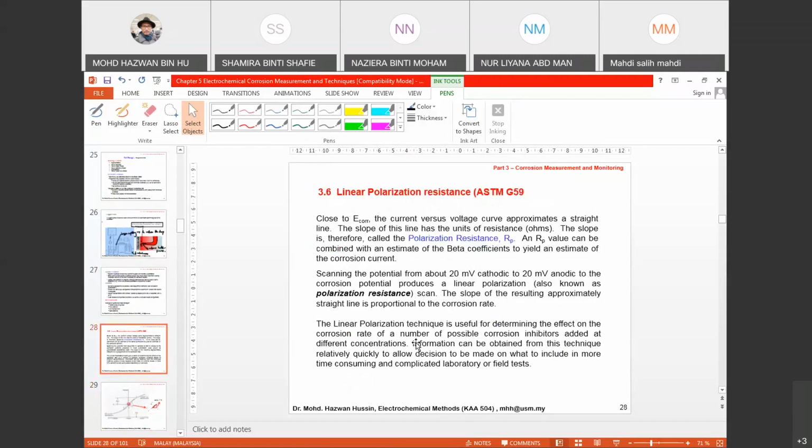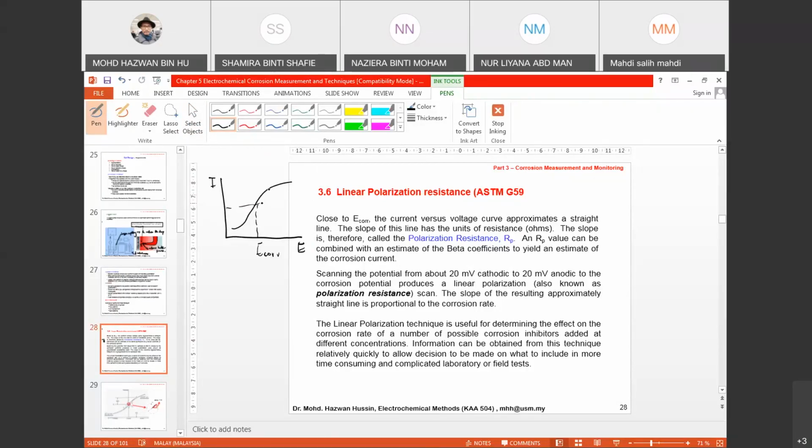Right. So we are moving on to the next method, which is known as linear polarization resistance. In ASTM, it is known as G59. In chapter 4, we have looked at what the response of current to potential will be. You'll get something like this, okay? At current 0, this is where your E corr is.